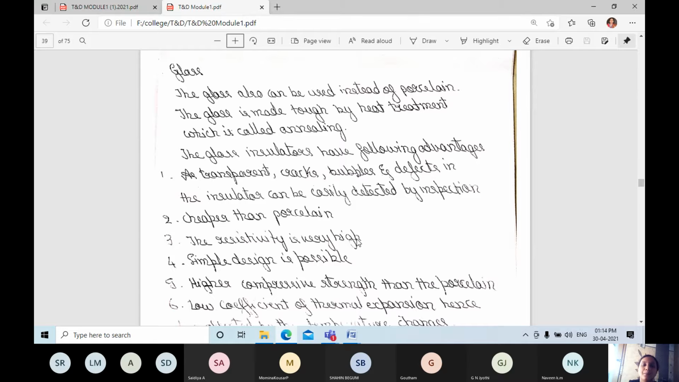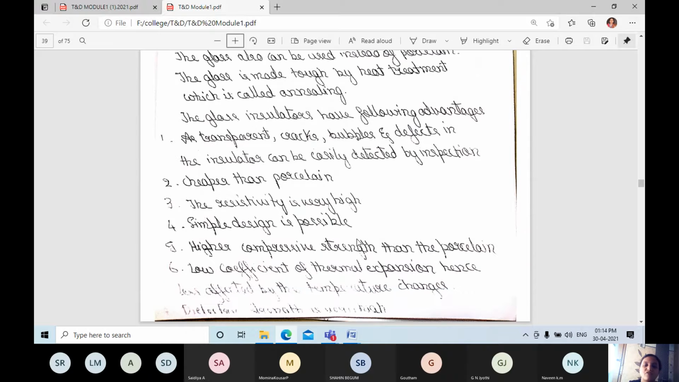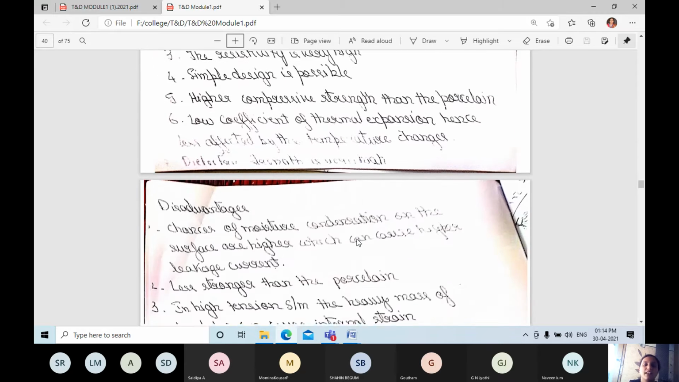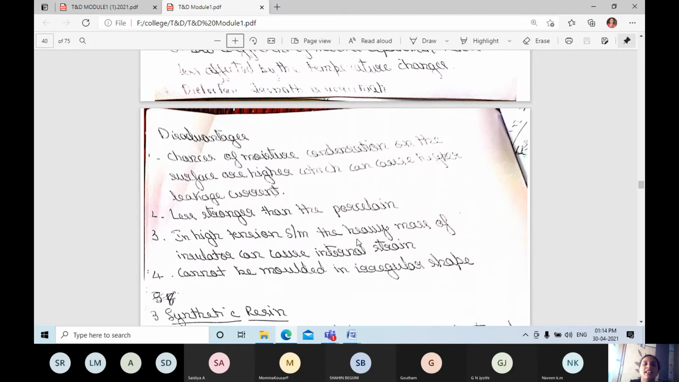Here simple design is possible, and it has higher compressive strength than porcelain and a low coefficient of thermal expansion, hence it will not be affected by temperature changes. Dielectric strength is very high in glass material. What about the disadvantages? It is less strong than porcelain. When you compare strength, it is less strong.